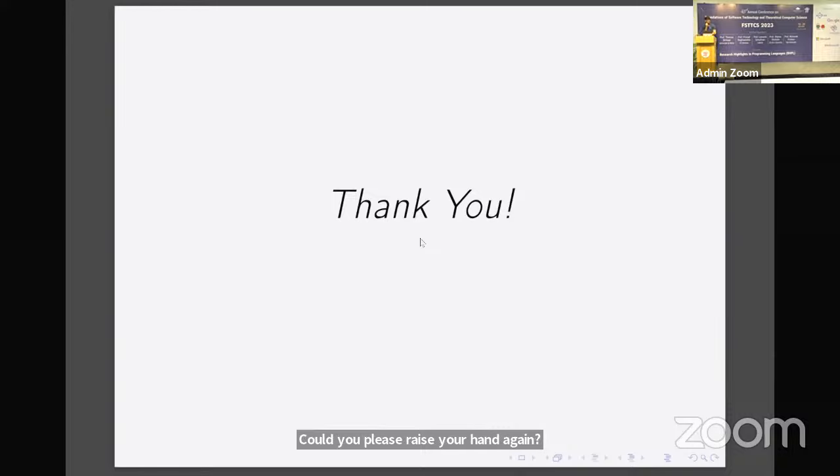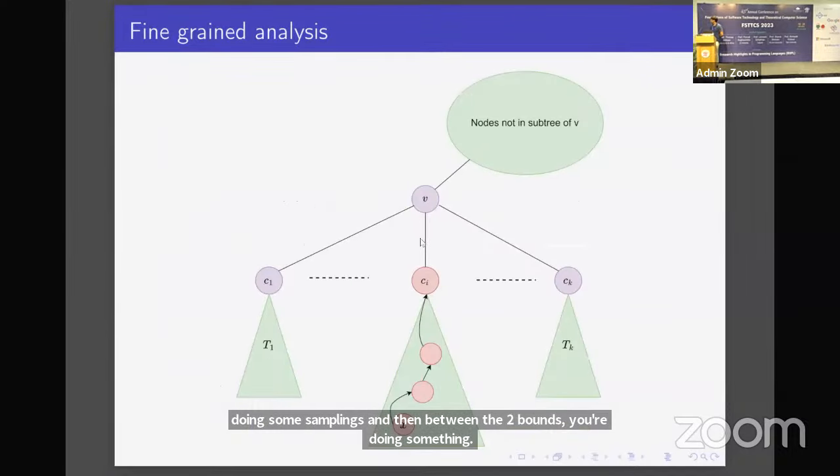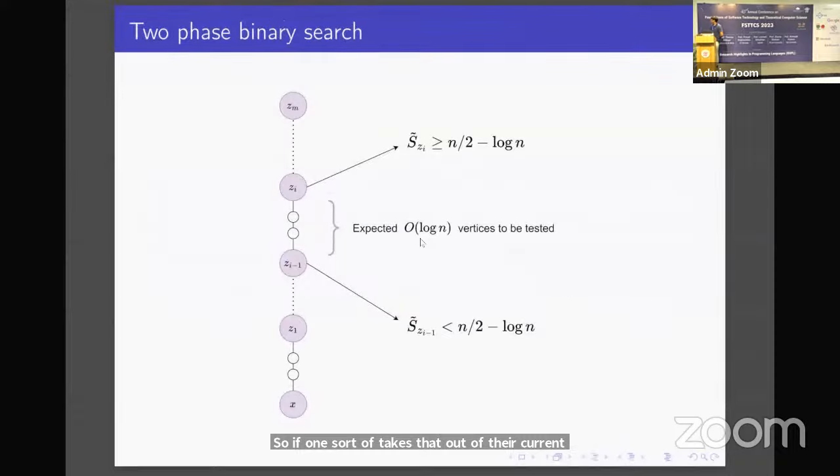Yeah, really interesting. I just had one small question. This really seems like an interesting idea when you're improving the binary search part, where you're doing some sampling and then between the two bounds, you're doing some search. If one takes that out of the current context, does that give us any better bounds for the actual search itself, or does that not translate at all? Sorry, can you please repeat? So I'm saying, in this binary search, if I were to apply this kind of sampling strategy to normal binary search, would it work at all?